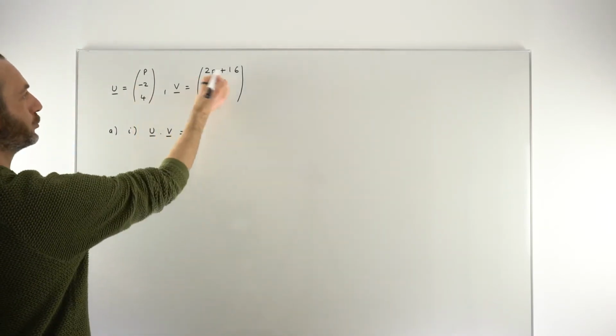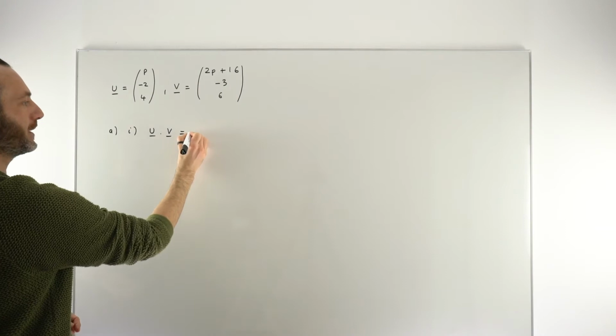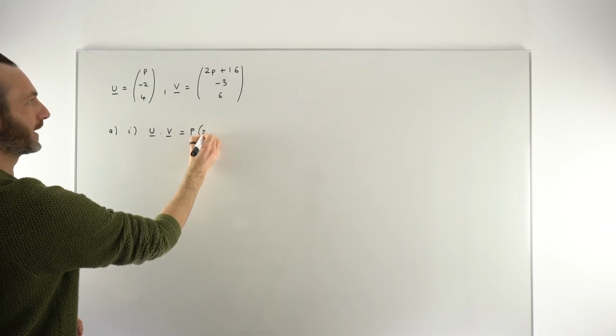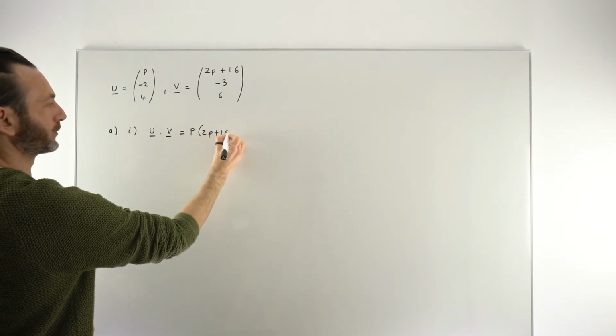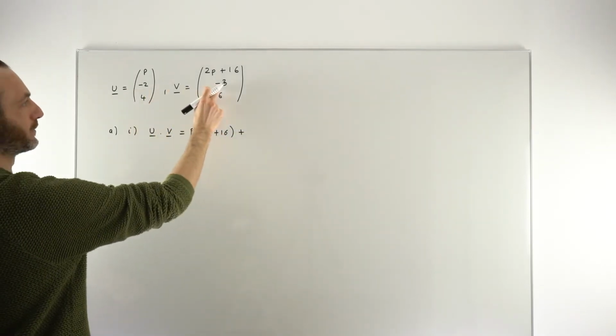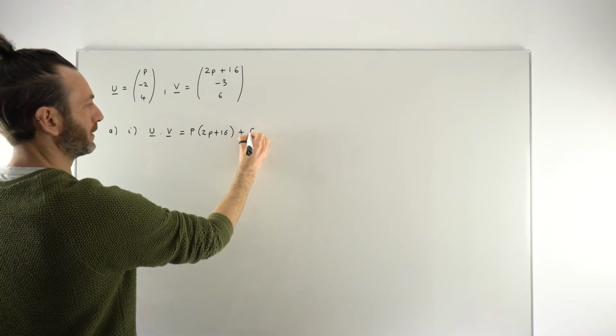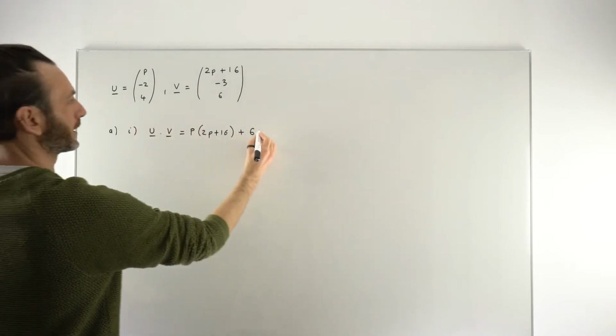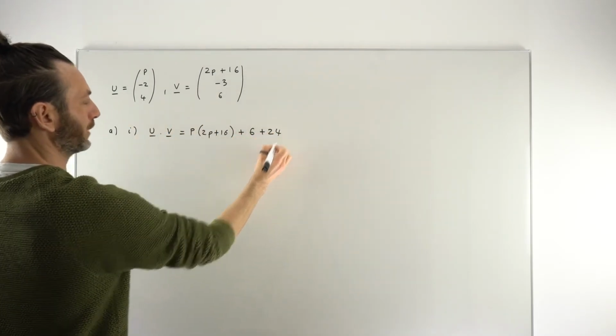So we're going to do p times 2p plus 16. So I may just write that one. It's going to be p bracket 2p plus 16. So multiplying those together. And then we're going to add to that negative 2 times negative 3. It's a double negative, so it's just going to be positive 6. And then 4 times 6 is 24. So we can go ahead and multiply those like that.